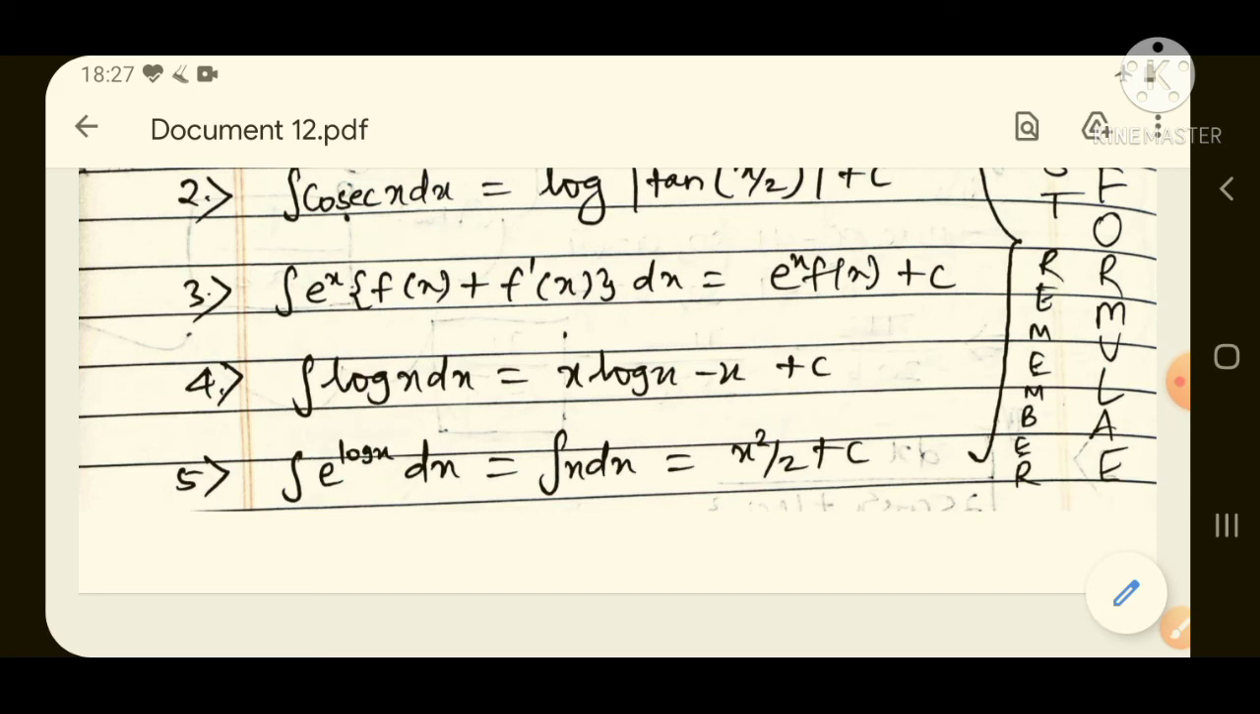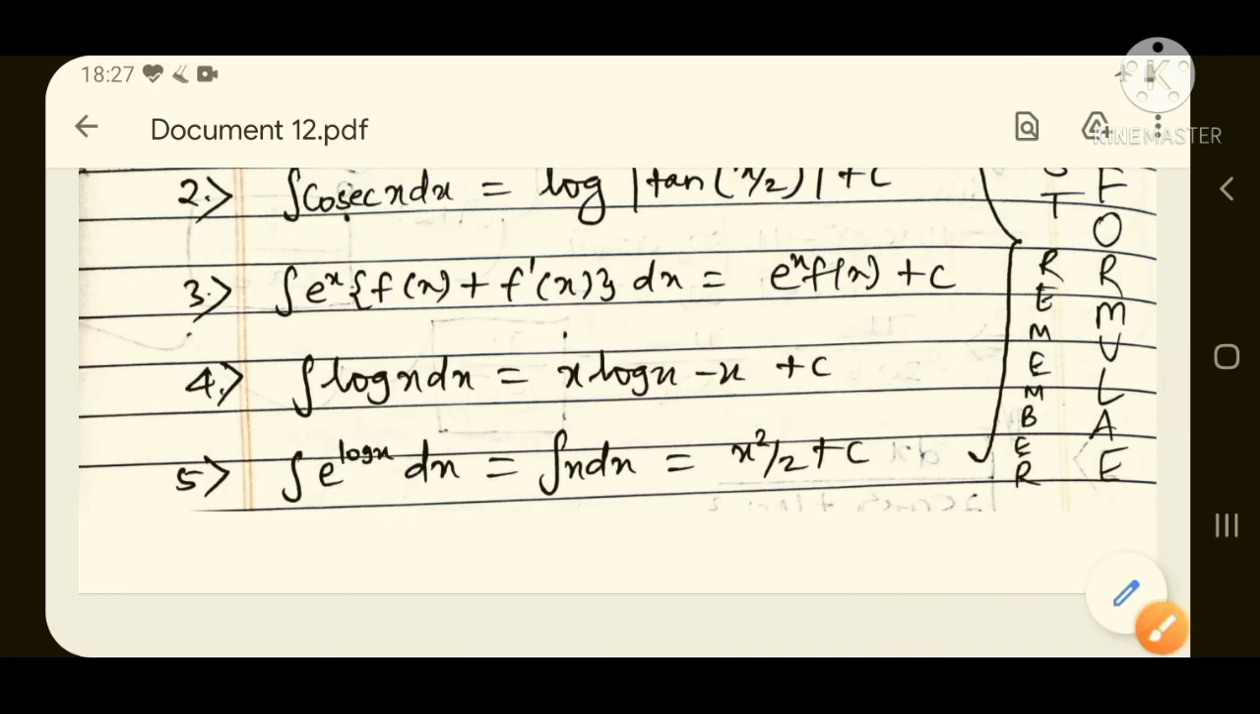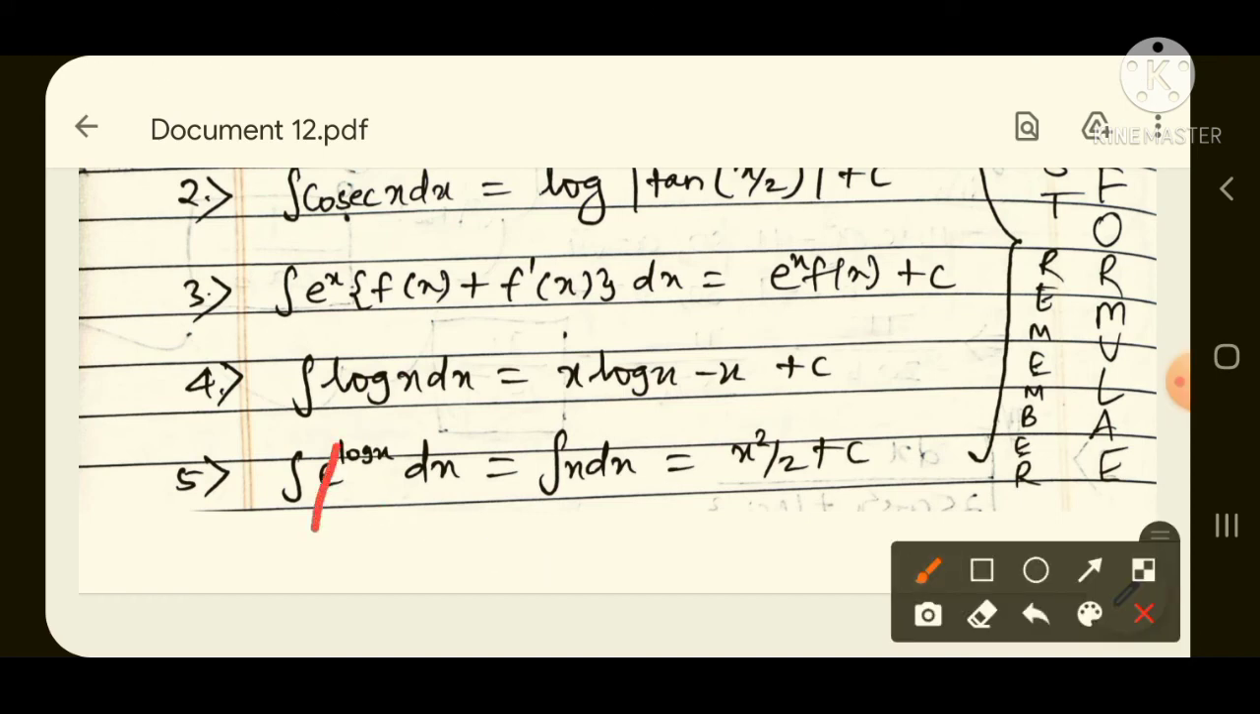Then coming over to the last and final formula of the day, it is integration of e to the log of x dx. Whenever anything is coming as e to the power log, e and log both get cancelled, so we get only x. So it is equal to integration of x dx. Now it is very simple. You can find the integration of x dx, which is equal to x square by 2.